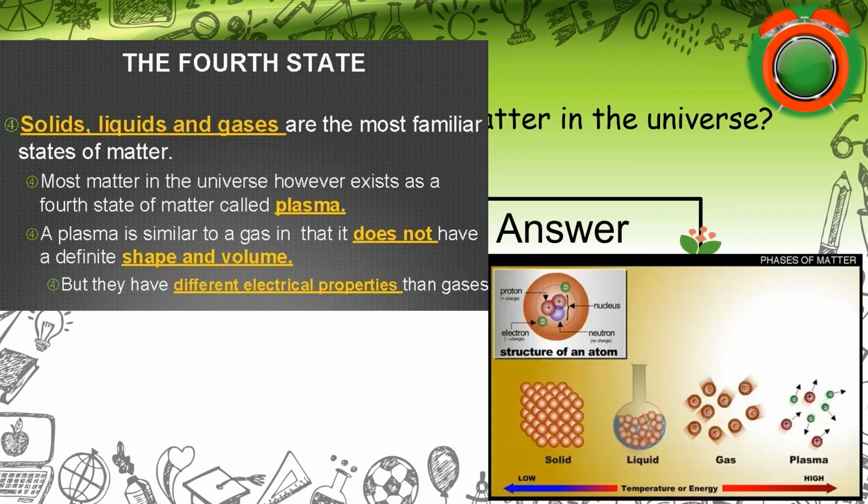Solids, liquids, and gases are the most familiar states of matter. But most matter in the universe exists as a fourth state of matter called plasma. A plasma is similar to gas in that it does not have a definite shape or volume, but it has different electrical properties than gases.